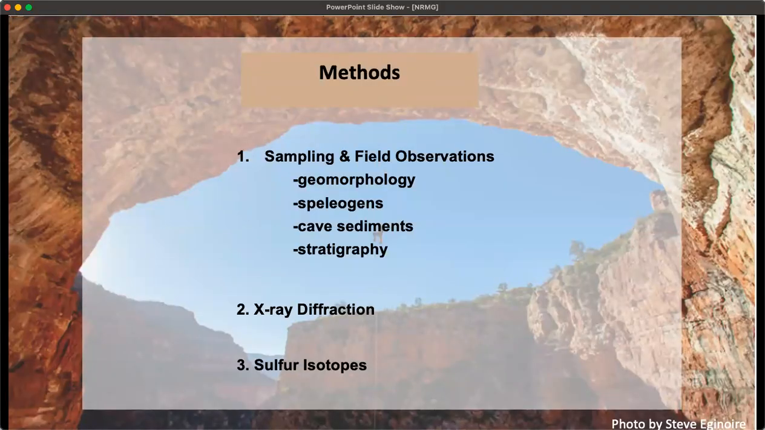All right, moving on to the methods. We began with sampling and field observations because the cave lacked a baseline geologic description. Cave survey began in 2009 when the cave was discovered, and cavers have done a great job describing geologic features, but there was no comprehensive assessment of the geological features in the cave. So we began with the baseline description, also incorporating X-ray diffraction to identify the various colorful minerals in the cave. And lastly, I used stable isotope geochemistry of sulfur isotopes to determine the source of the speleogenetic fluids.